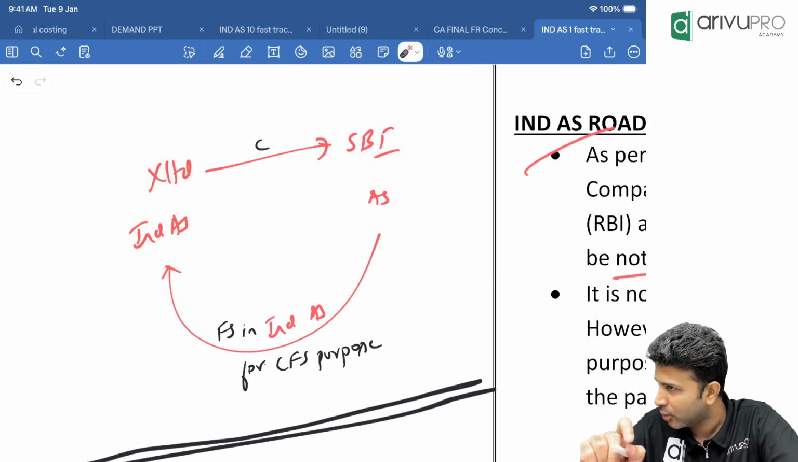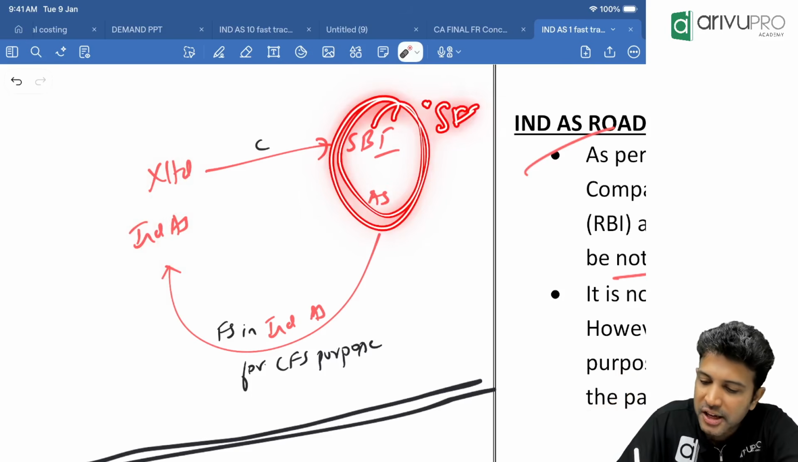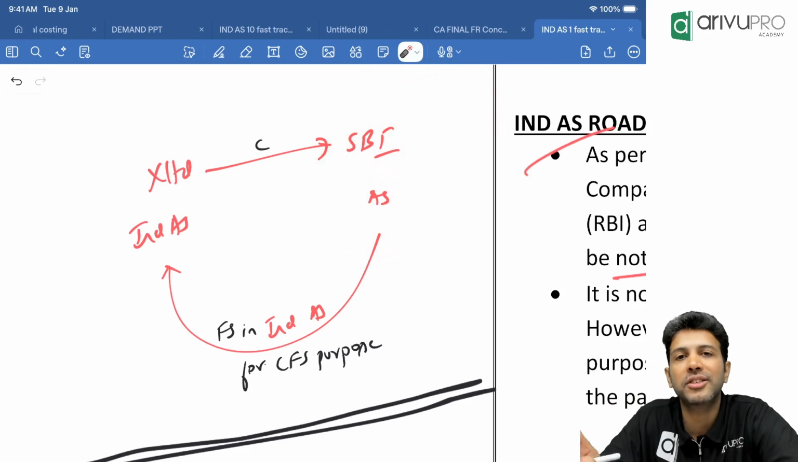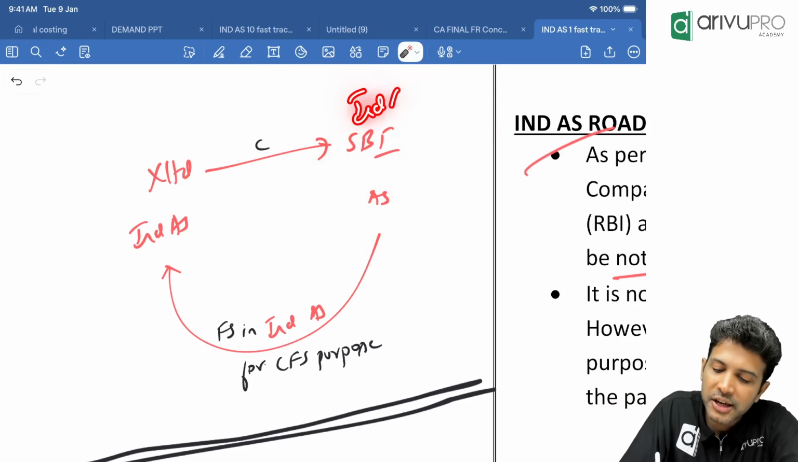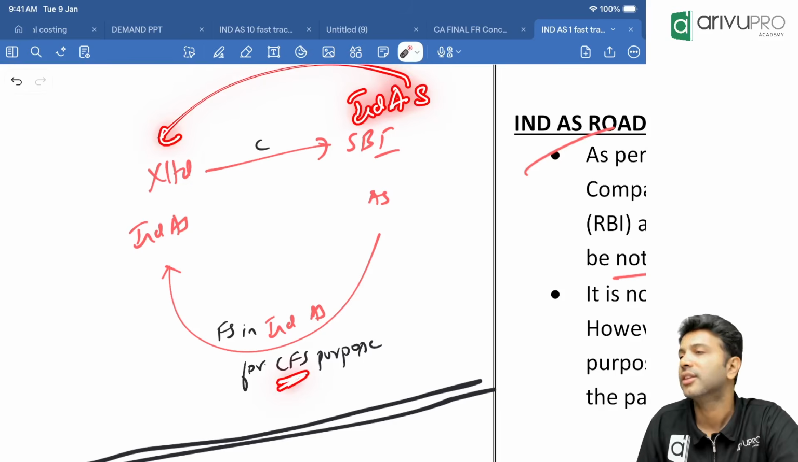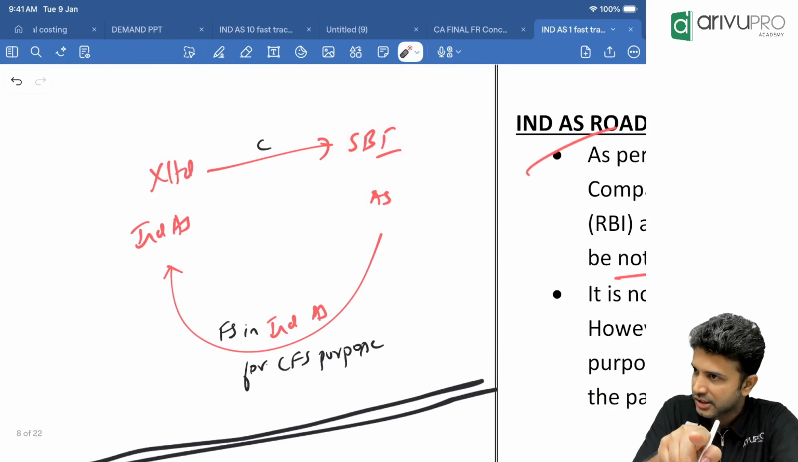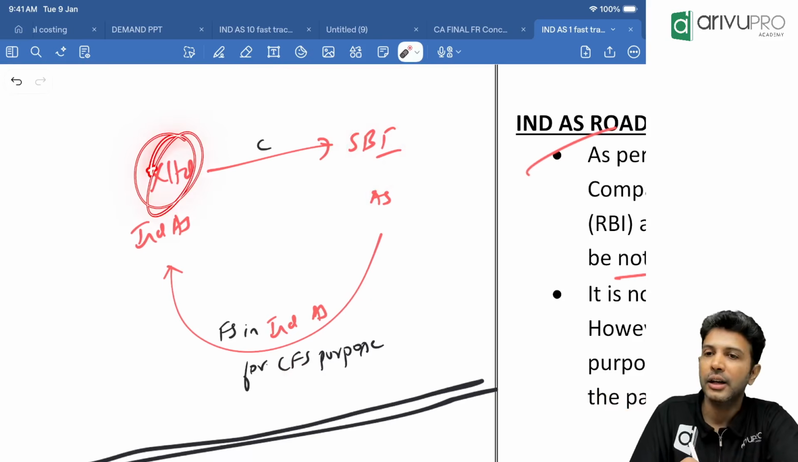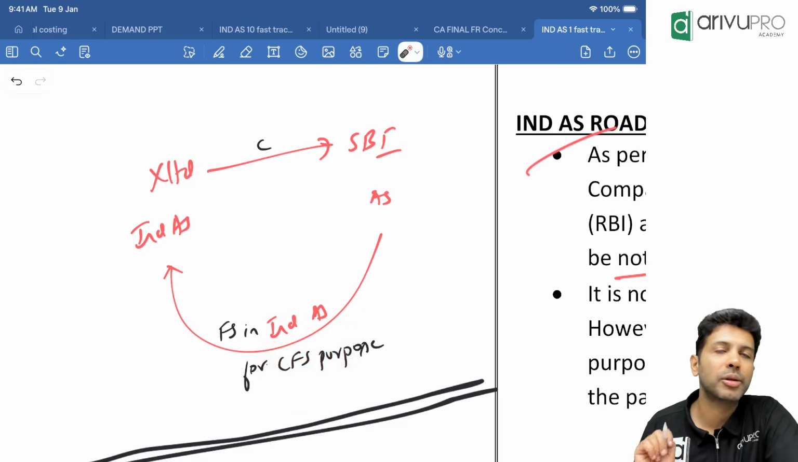What we'll have to do is, for separate financial statement reporting purpose, banks will present their financial statement as per AS. But they'll prepare one more financial statement as per Ind AS and give it to their parent for what purpose? CFS purpose. Only for CFS purpose, banks will prepare one more financial statement and give it to the parent. Using that Ind AS financial statement, the parent will prepare CFS.